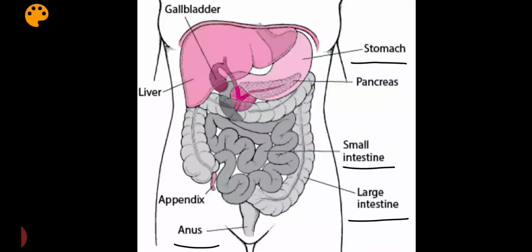There are two important glands. First is the pancreas and second is the liver. The secretion of the liver is stored in a bag-like structure that we call the gallbladder. This appendix is a vestigial organ and in the human body it is useless. That means there is no use of the appendix in the human body.